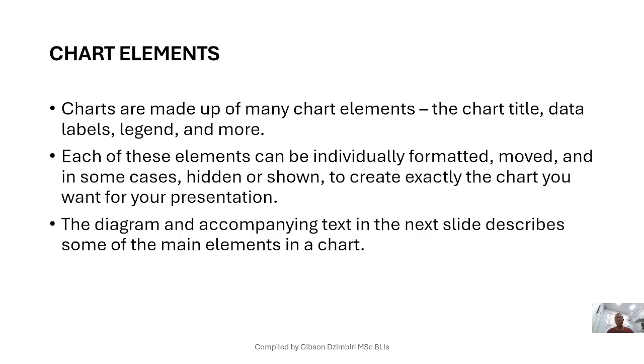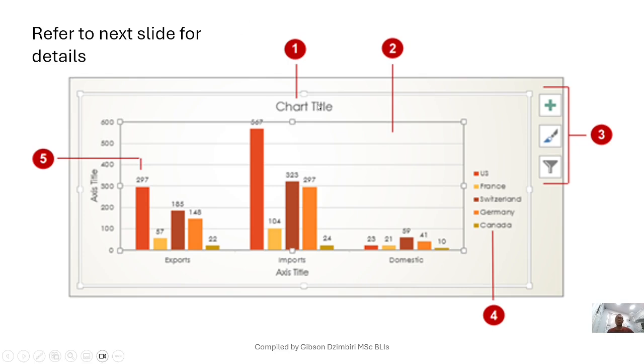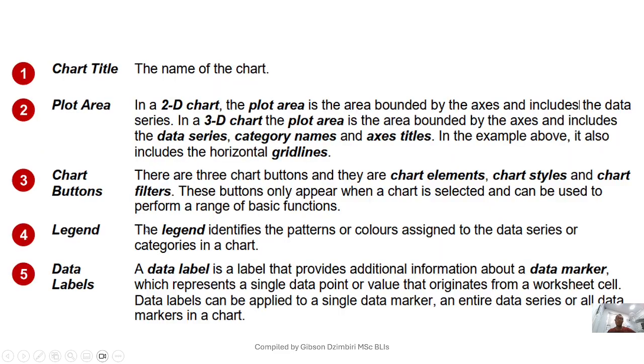Charts are made of elements, and these elements are the chart title, data labels, legend, and more. So each of these elements can be individually formatted, moved, and in some cases hidden or shown to create exactly the chart you want for your presentation. This is the diagram. So this is the chart type. These are the data labels you can see.